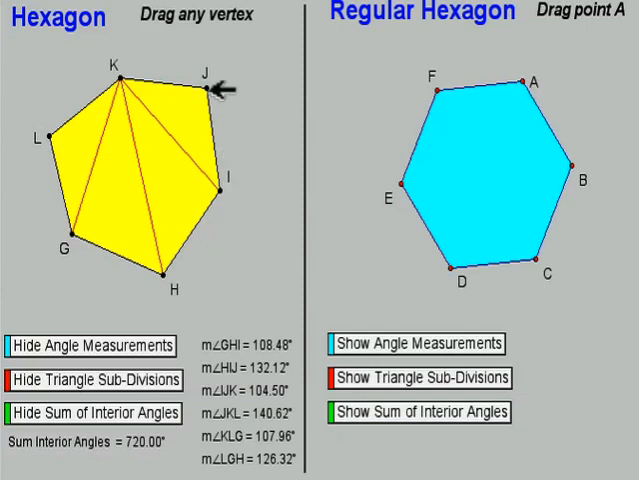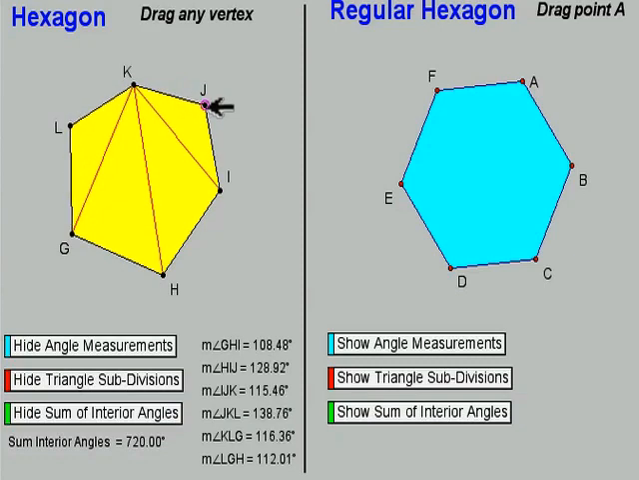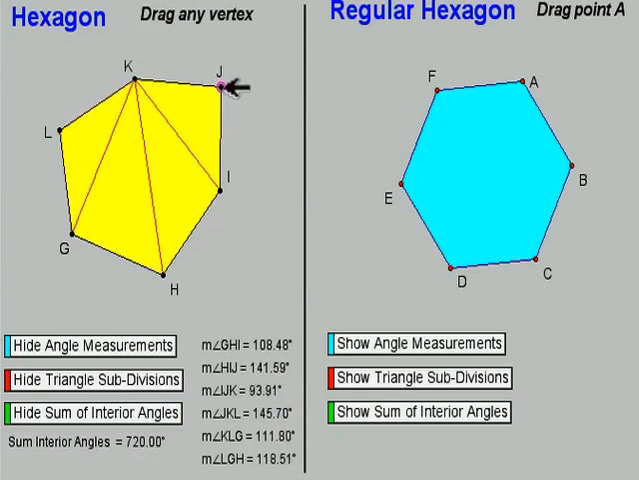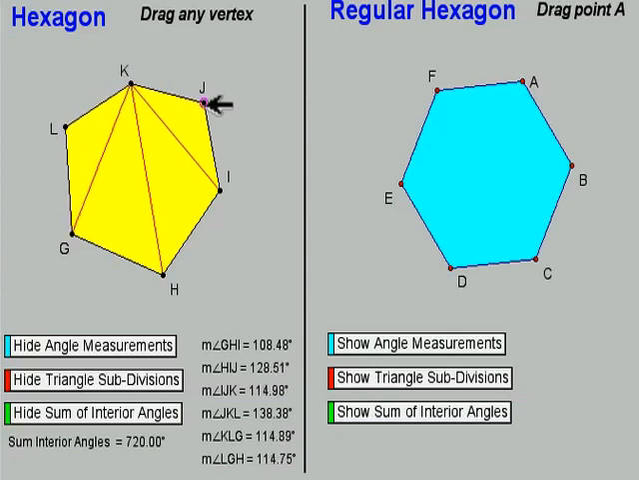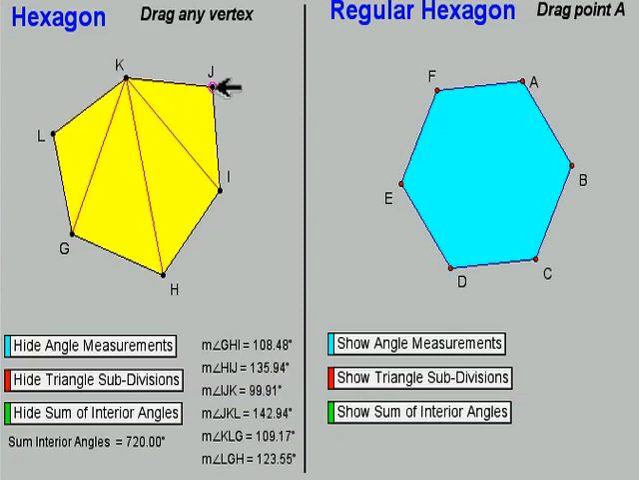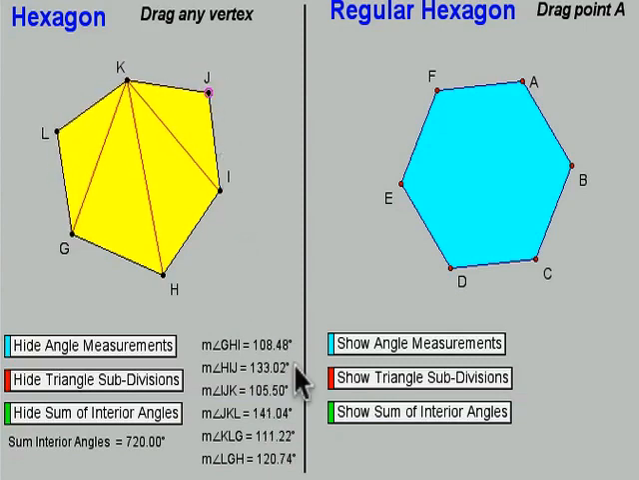Now if I click and drag any one of the vertices, you'll see that the shape and the size of the hexagon does change. Likewise, the interior angles of the hexagon individually may change, but I want you to have a look at the sum of all of the angles on the inside of this hexagon. They are always going to be 720 degrees.